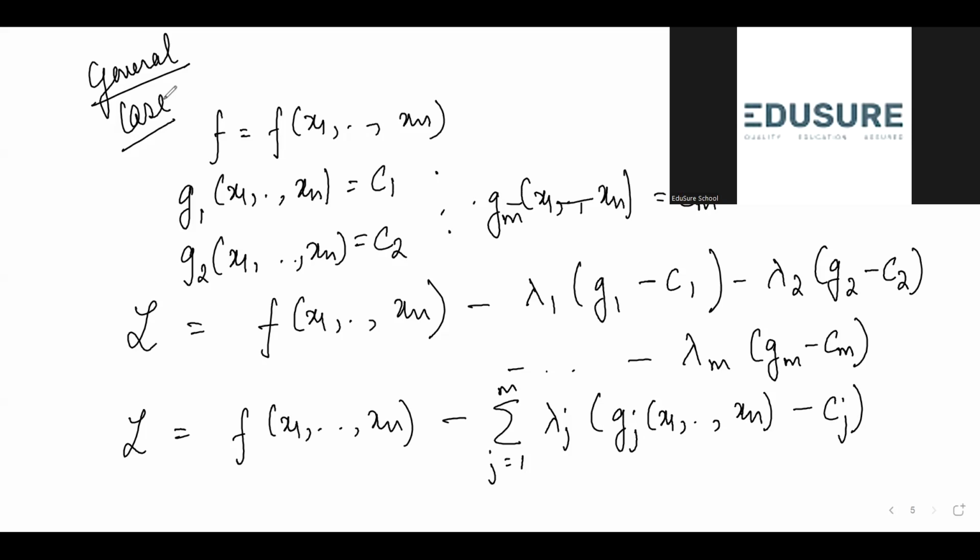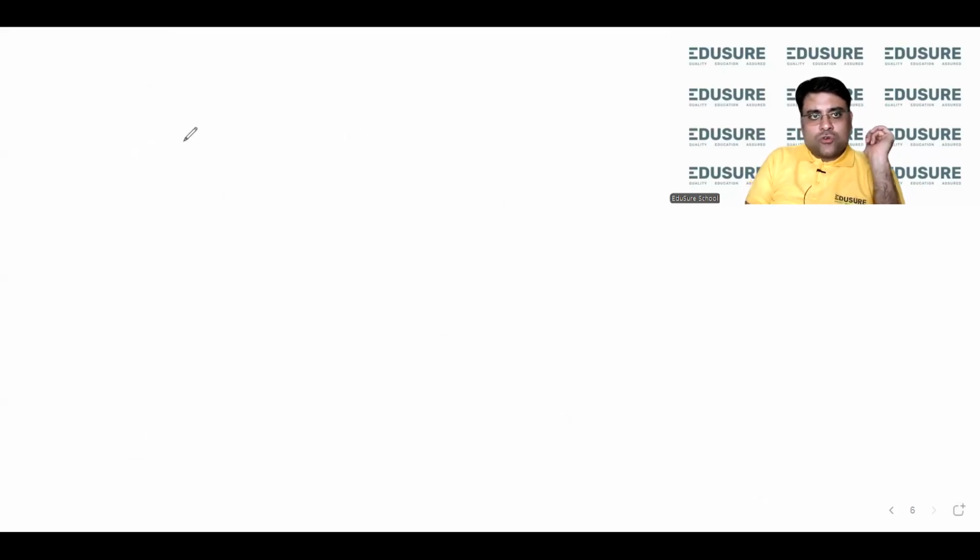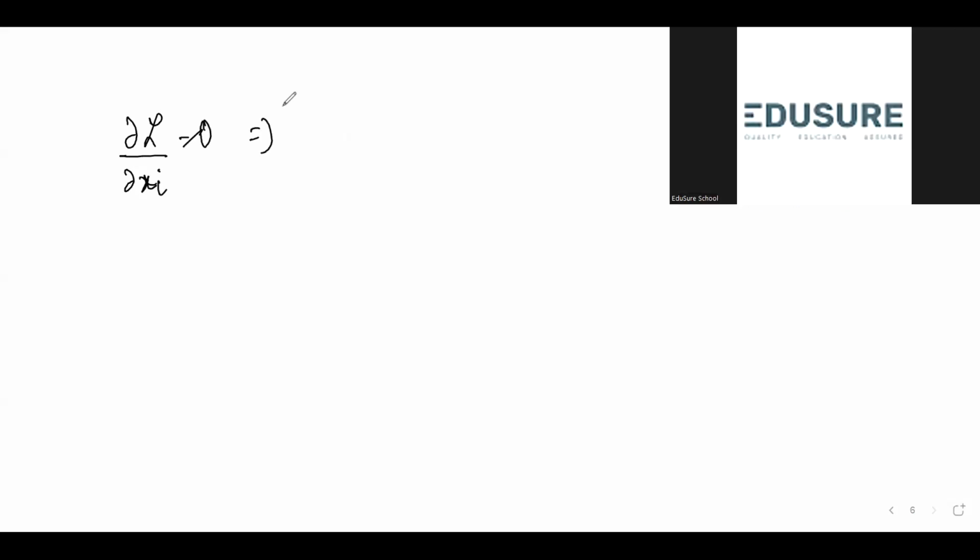नाउ कितने फर्स्ट ऑर्डर कंडीशंस होंगे इसमें? कितने फर्स्ट ऑर्डर कंडीशंस होंगे? There will be n first order conditions. I'll differentiate with respect to x1 up to xn. So n first order conditions होंगे. So del L del xi. Basically for i is equal to 1 to n first order conditions होंगे.